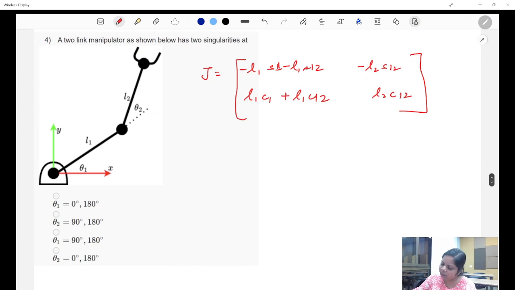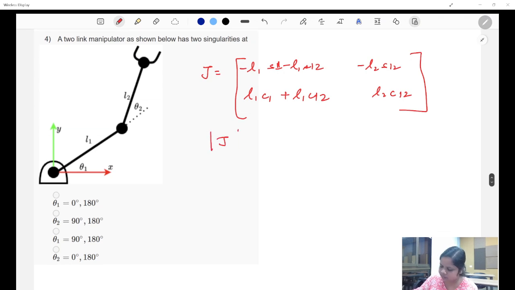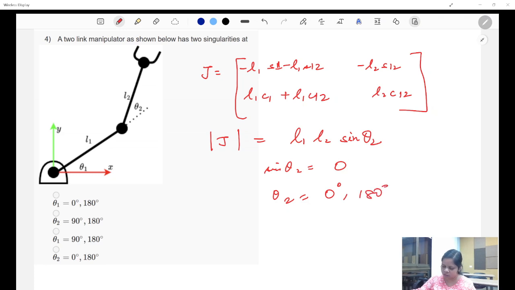Now its determinant, we already saw, is L1 L2 sin theta 2. So where is the singularity? When sin theta 2 becomes 0. So your theta 2 is going to be 0 degrees or 180 degrees and so on. So your correct option is D.